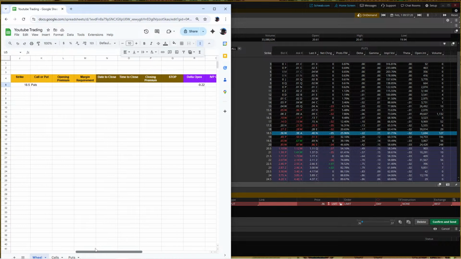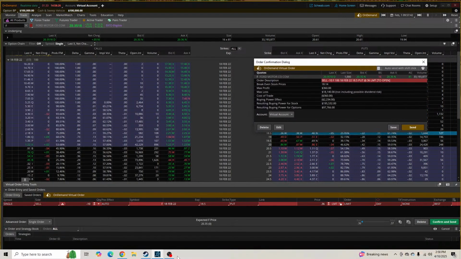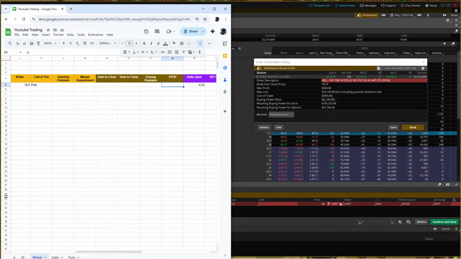So to fill these in, my stop price. I need to have a stop price before I get into the trade. So if I'm going to be risking here, okay, my max profit is 360. My max loss is 18,140. It's going to cost me 360. I'm going to get a $360 credit, and then my margin is going to be 2234. So 2234 is my margin requirement. My opening premium is going to be $360. So it's 36 cents times 10 times 100.